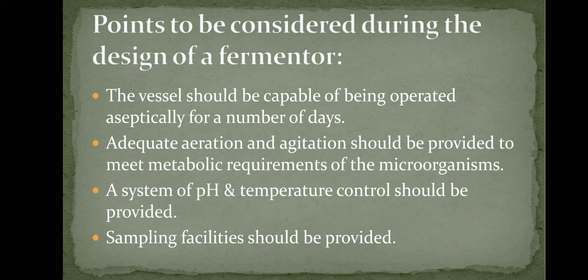If the pH and the temperature vary, then the microorganism will not grow and therefore the product will not be produced. It should also have sampling facilities, so that at regular intervals a sample from the fermenter tank is collected and tested for the accumulation of acids or alkalis, for the accumulation of the desired product, or for any byproduct. All of this has to be sampled at regular intervals, so a sampling facility should also be provided inside a fermenter. These are the points we have to consider whenever we are designing a fermenter.